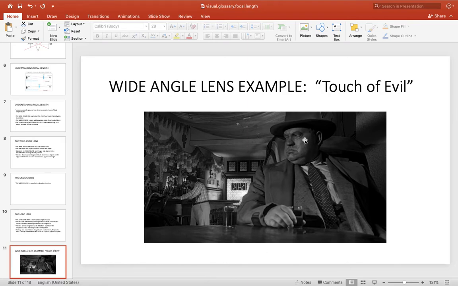Also, Orson Welles here seems larger than life. He is in the foreground, of course, of this image. His hand seems very large as well.